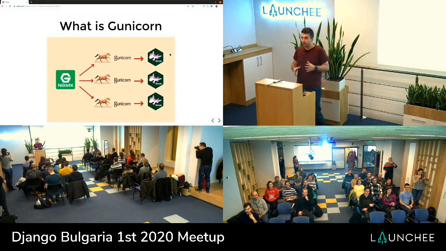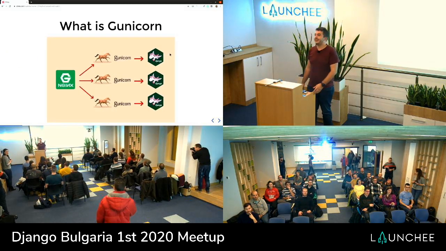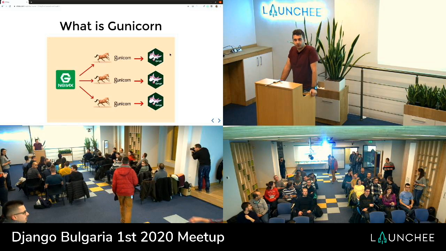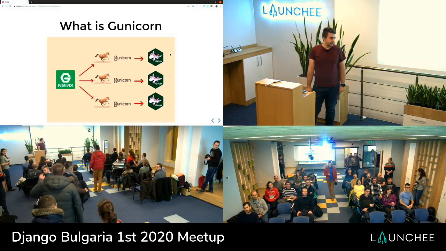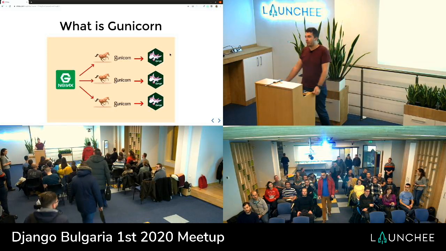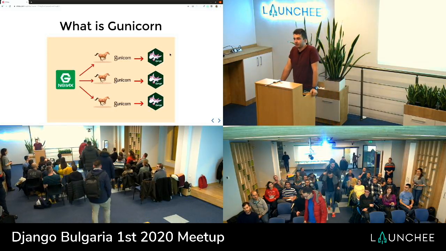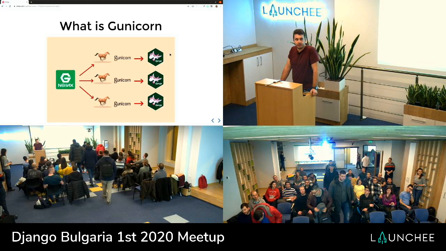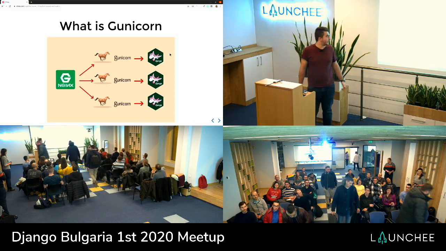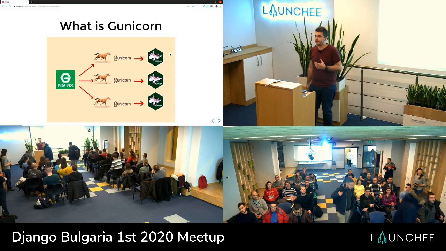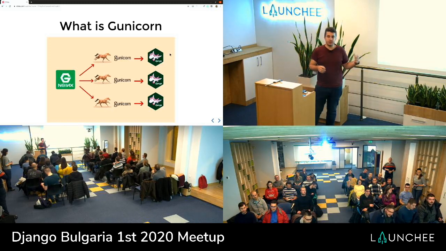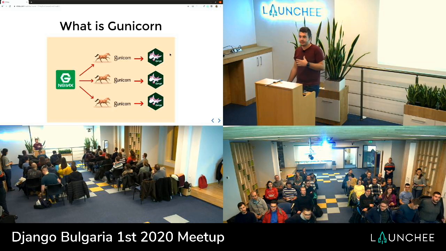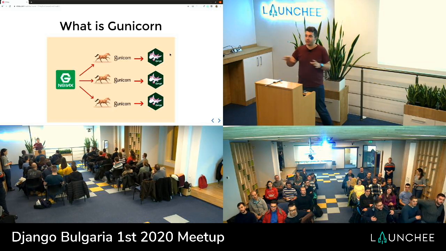So I decided to make a quick talk about Gunicorn, what it is, how it works, and basically what we don't know and what we should know about it, because most developers don't really deal with it. Gunicorn is basically the nice piece of software that is between your web server, probably some kind of load balancer, Nginx, router or whatever, and your Django application.